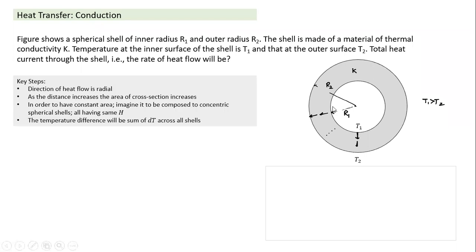So the key steps here: the direction of heat flow is radial. As the distance increases, the area of cross section across the heat flow also increases. So in order to have constant area, imagine it to be composed of several concentric spherical shells. All spherical shells will have the same heat flow rate. Basically, there's no accumulation of heat anywhere. So if I take several spherical shells, the total temperature difference will be equal to the sum of the temperature differences across all the shells. We add up the temperature differences, and that will be equal to T1 minus T2.